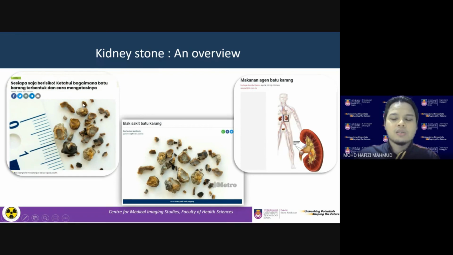It is known to be related to family history and also gender and age. A male is reported to have a higher prevalence of kidney stones compared to a female. The aging factor can affect it, it is one of the factors for kidney stone. Also the dietary habit is one of the factors for kidney stone.